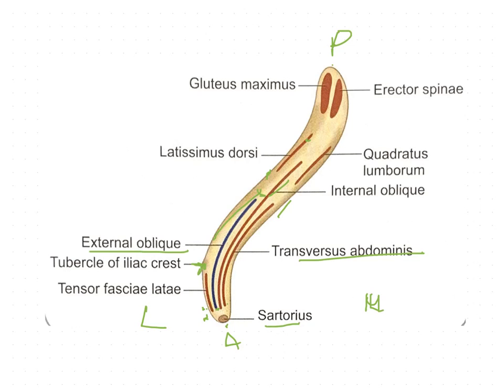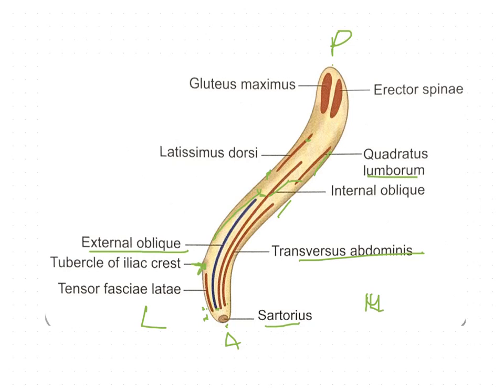Next one is the origin of quadratus lumborum. Quadratus lumborum originates in the posterior 1/3 of the inner lip, along with its attachment to the thoracolumbar fascia. So the main muscles attached on the inner lip are transverse abdominis in the anterior 2/3 and quadratus lumborum in the posterior 1/3.